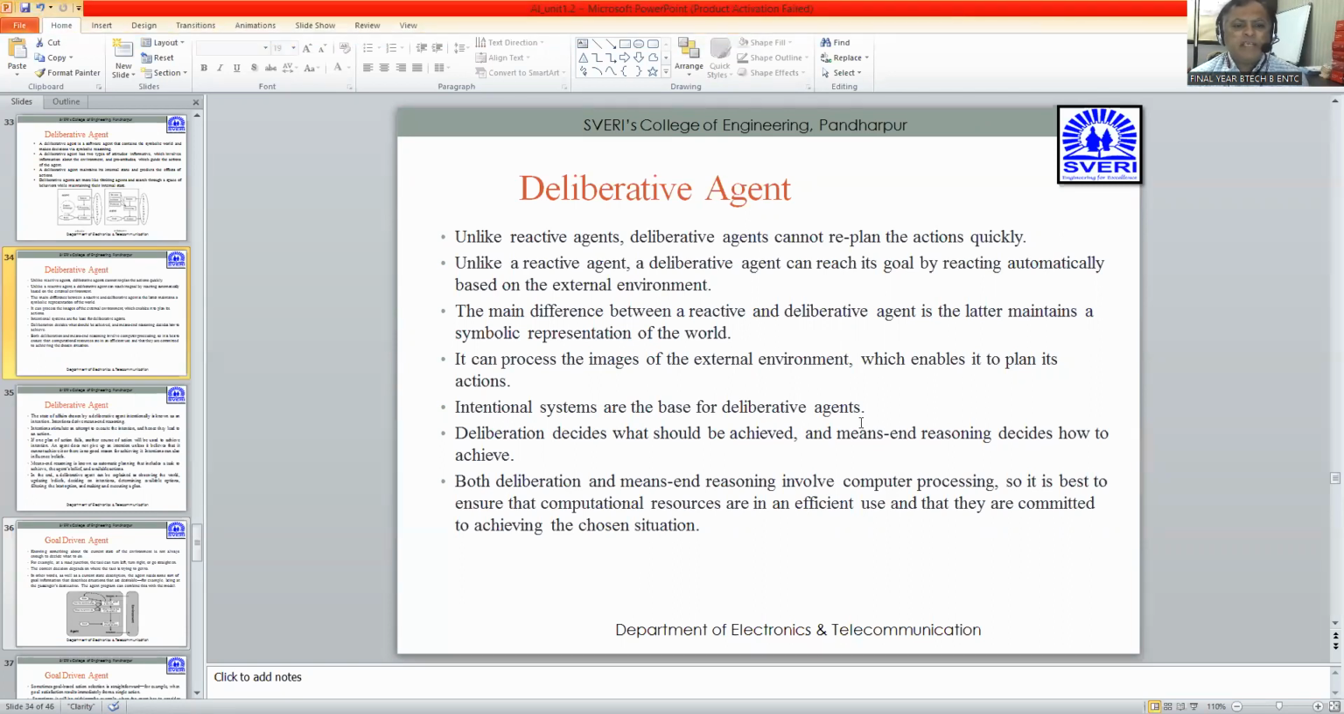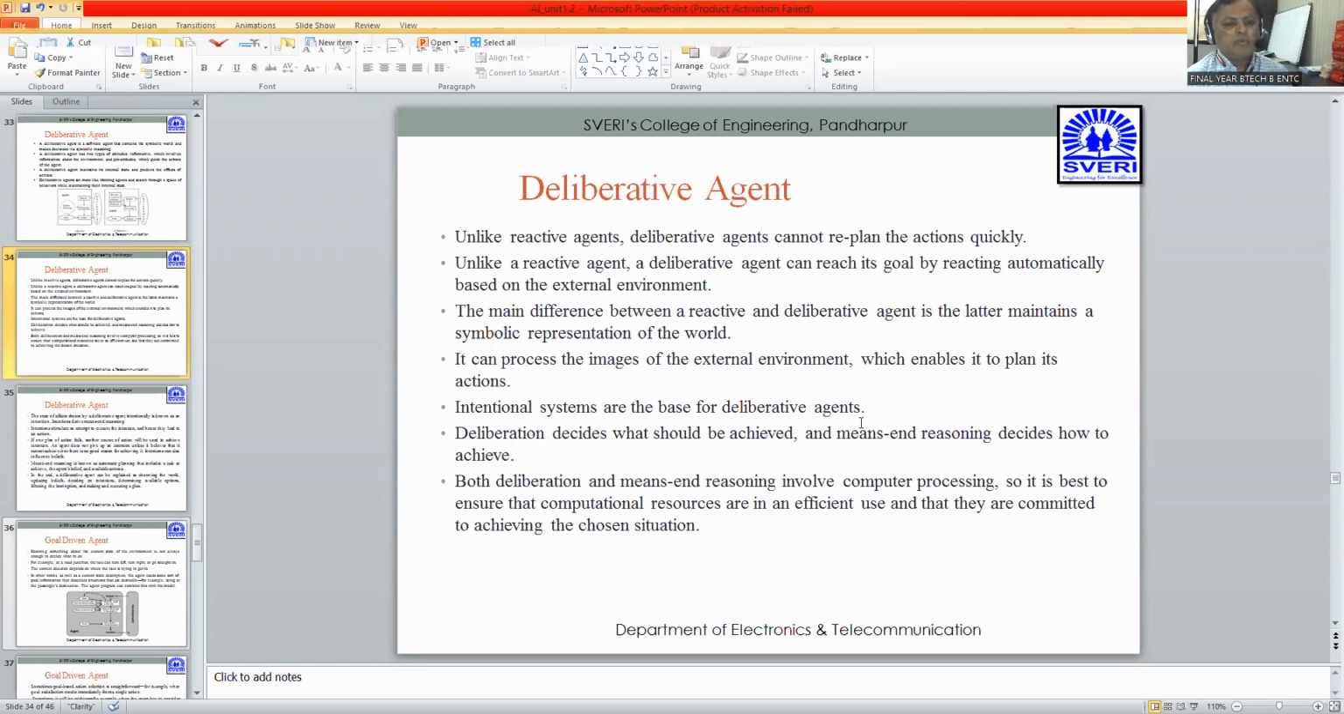So deliberation decides what should be achieved, and means-end reasoning decides how to achieve it. So obviously there are two things that will be coming into the picture here: what should be achieved, and how it is to be achieved. That is, first the goal to be achieved, and after that how to achieve it, is decided by deliberation. Both the deliberation and means-end reasoning involve computer processing, so it is best to ensure the computational resources are in efficient use as they can be committed to achieving the chosen situation.